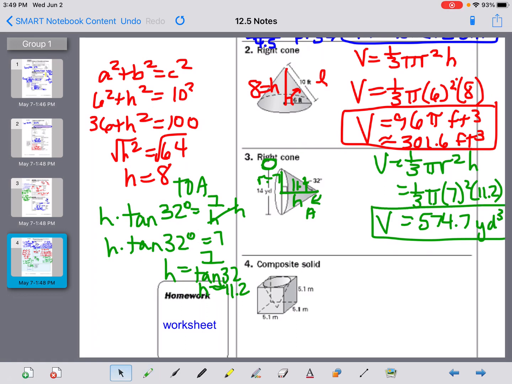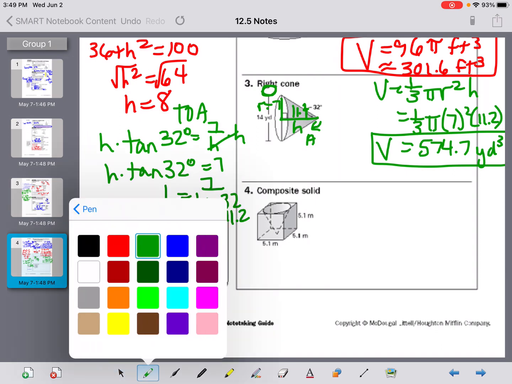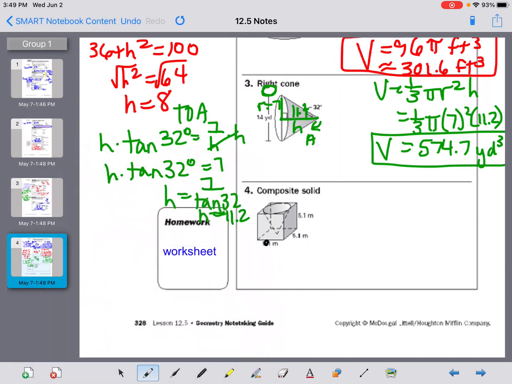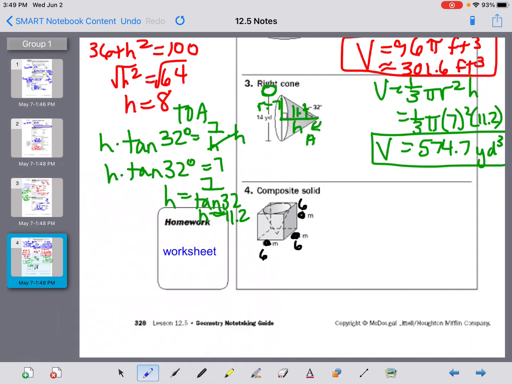All right, last one, this composite solid. I like composite solids. I like them when they're added together. I like when they're taken apart. I will say on this one, just for ease, let's change these measurements to 6 on each of these, okay? I really don't want to use a decimal because it makes it so much harder. I'd like you to get the concept, not be stressed over the numbers.